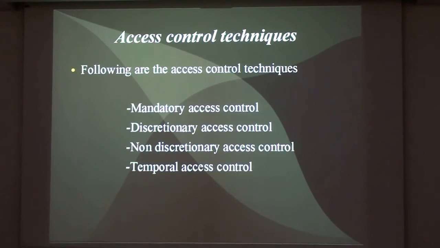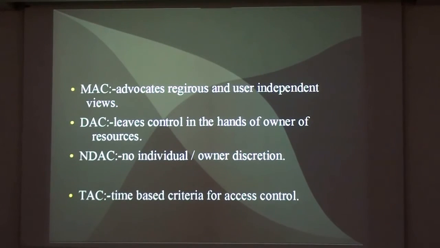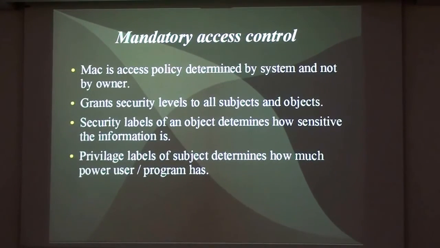What are the different access control techniques? The following are the different access control techniques: mandatory access control, discretionary access control, non-discretionary access control, temporal access control. Now, mandatory access control. Mandatory access control is a policy determined by the system and not by the owner. It grants security levels to all subjects and objects. The security level of an object determines how sensitive the information is, and the privilege level of a subject determines how much power the program or user has. In order to access any object, the security level of a subject should be equivalent to or more than that of the object.